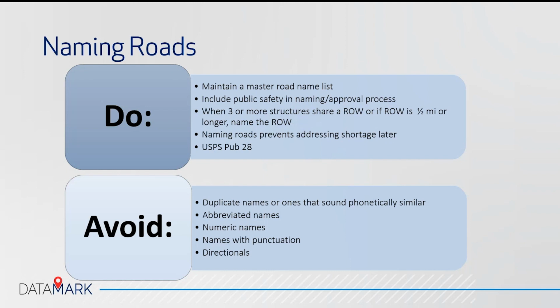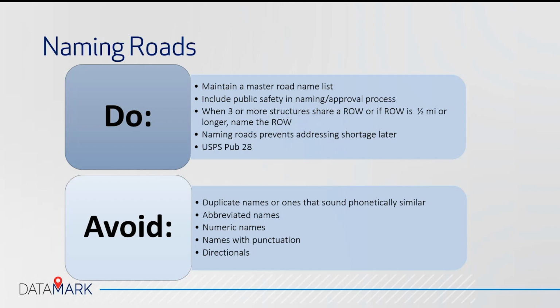So the first thing is I think all of you need to start maintaining a master road name list if you don't already. This is something that, where I worked, we published online. We actually had a database, and every time someone requested a road name, we would add it to the database, and that was published online and available basically to everyone.